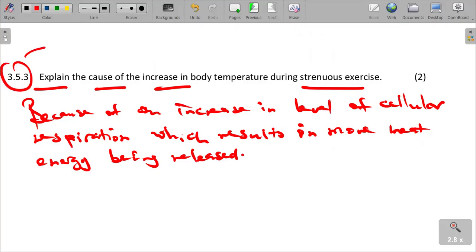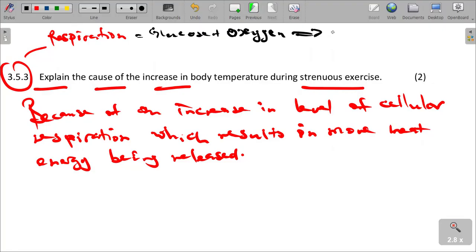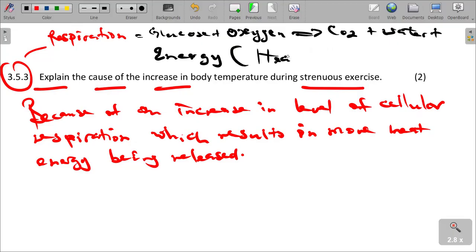We said that this can be explained as respiration: glucose plus oxygen gives carbon dioxide plus water plus energy, and the energy is heat, which is causing the temperature to go up. This is what is happening.